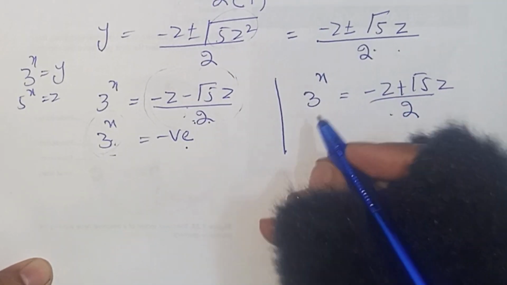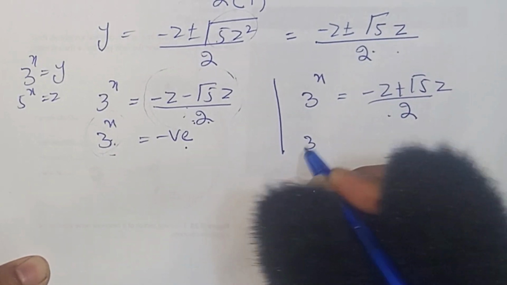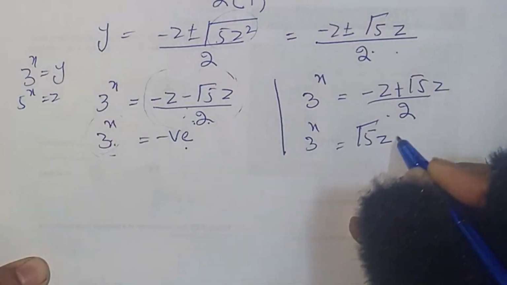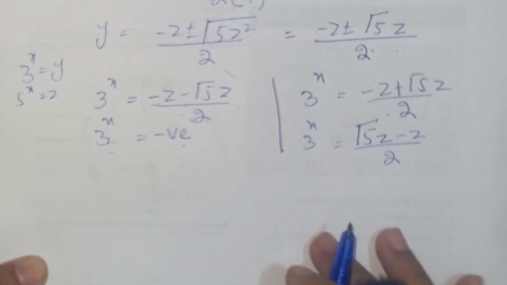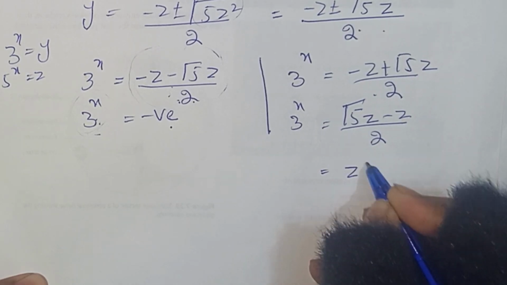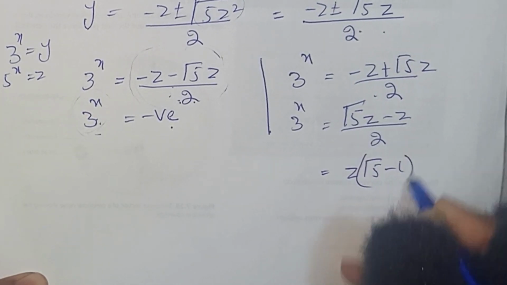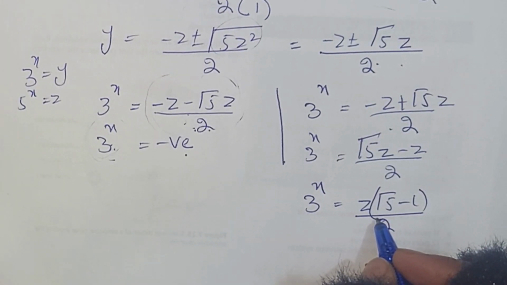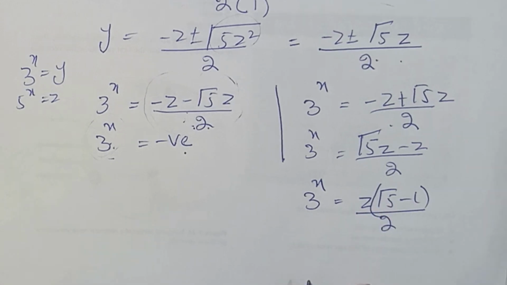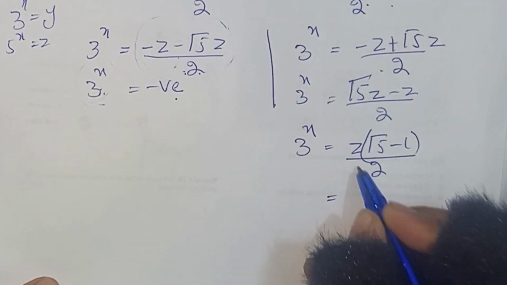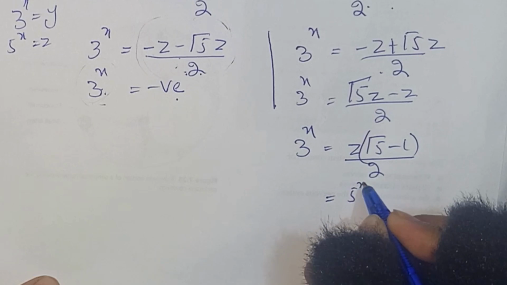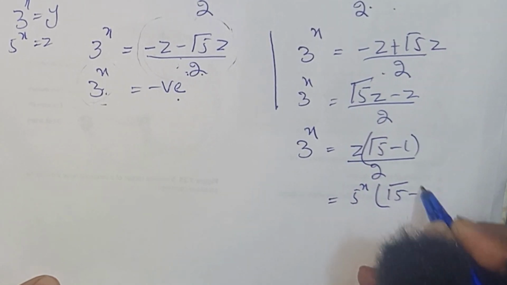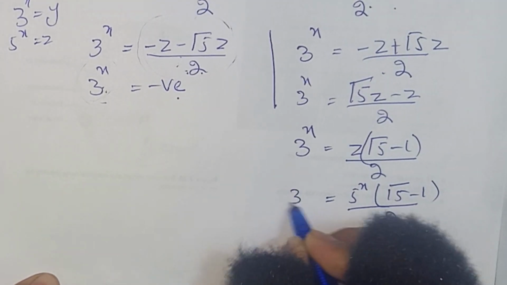Now look at the second value. We rearrange this term: square root 5 z minus z over 2, with z involved in both terms, so we write this as z times (square root 5 minus 1) over 2, equal to 3 raised to the power x. In our question, z is equal to 5 raised to the power x, so we substitute the value of z: 5 raised to the power x multiply (square root 5 minus 1) over 2 is equal to 3 raised to the power x.